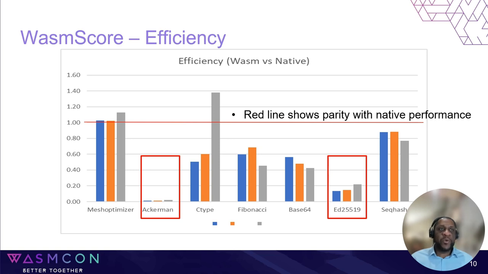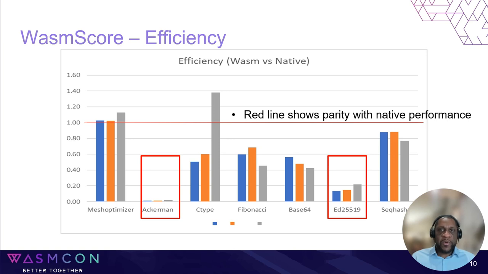Because we have both the WASM performance and the native performance, we can quickly see in which categories WASM is performing well compared to native and in which it is not. And keep in mind, this ratio is something that is comparable across ISAs. Plotting some data, as you see here, we can see some gaps. We can also see some outliers in the other way, which can prompt some analysis. The outliers I've highlighted are Ackermann and Ed25519.